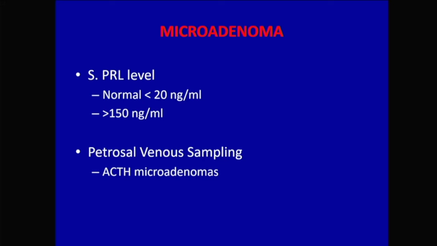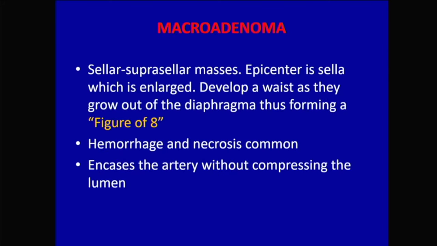And many times, if we can't pick up a microadenoma, especially the ACTH secreting one, the patient may have to undergo petrosal venous sampling to identify which side of the pituitary is secreting it, and then maybe they can do a surgical excision of that half of the pituitary to remove that microadenoma.